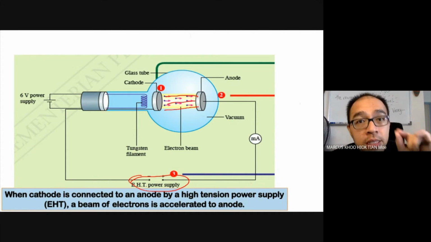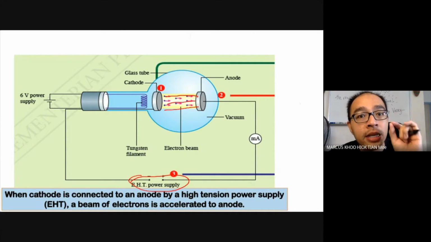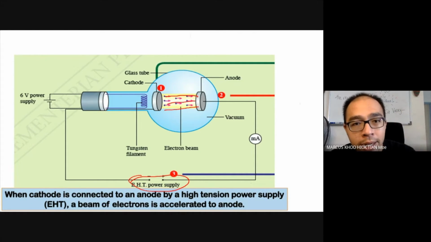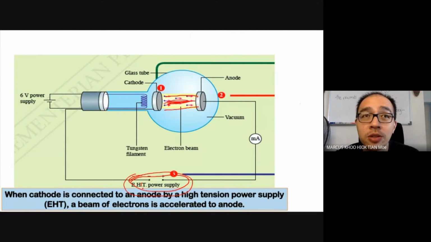And the reason why there is that one line is because the electrons are being accelerated. Why are they being accelerated? Because of the EHT power supply. If there is no EHT power supply, this beam that we see would be very, very weak. Mungkin adalah, dia akan tertarik juga, tetapi sangat lemah. Because you're not giving it any motivation to continue.